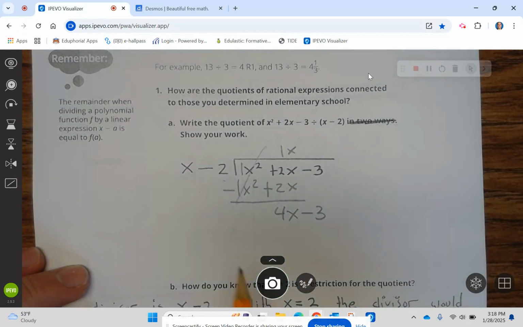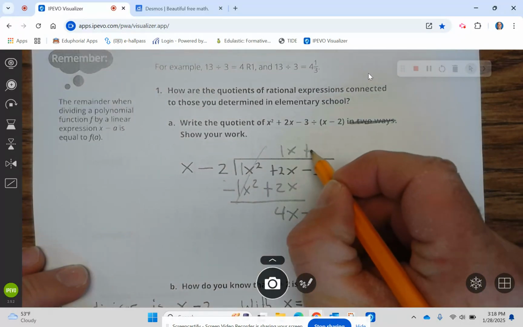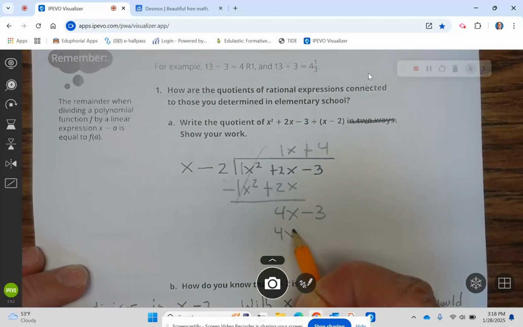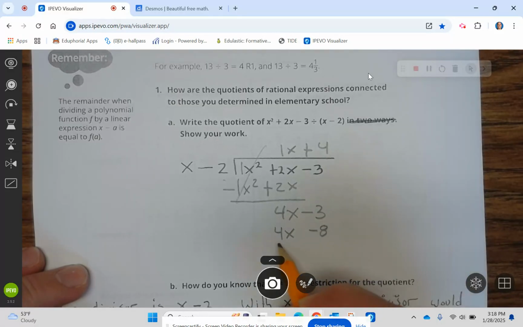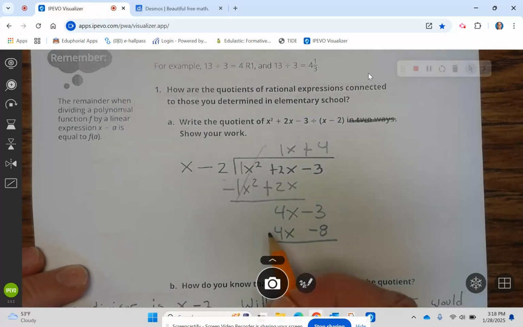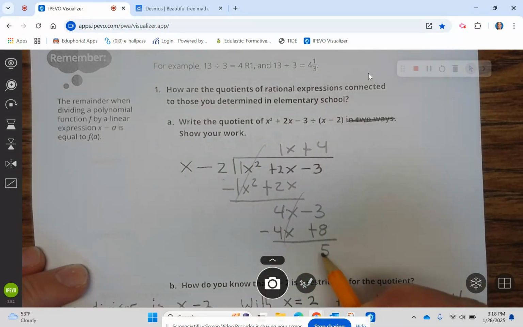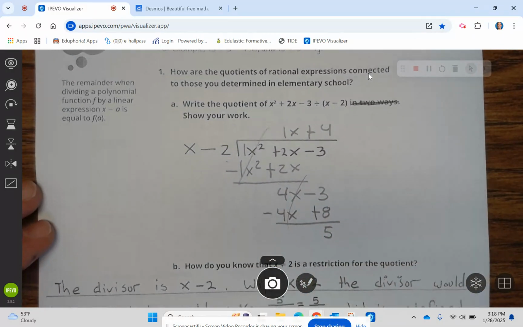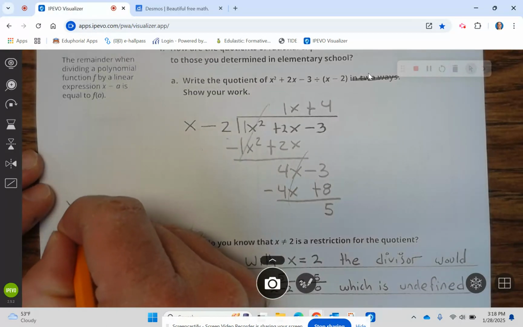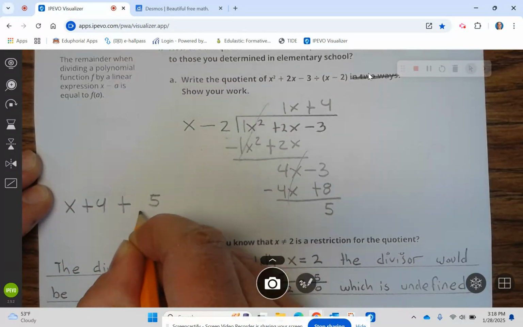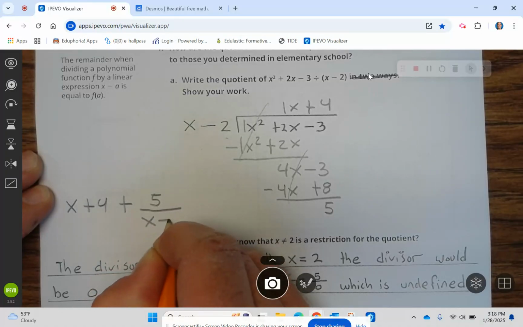And then you ask yourself, what do I multiply x by to give me 4x? The answer is plus 4. And then multiply 4 times x minus 2 is 4x minus 8. Subtract. When you subtract the negative, it becomes positive. Cancels. Negative 3 and 8 is 5. So the quotient is x plus 4 plus 5 divided by x minus 2.